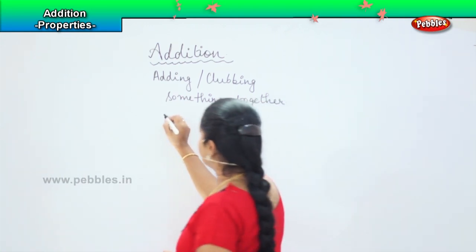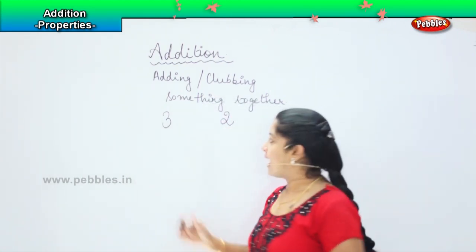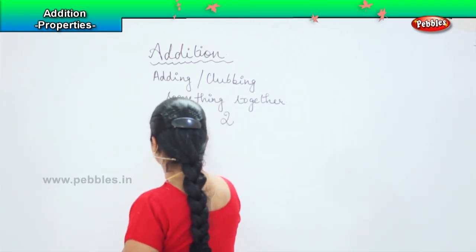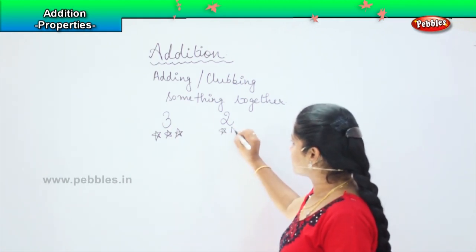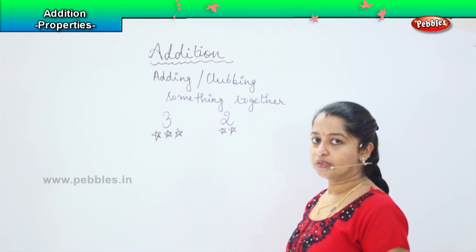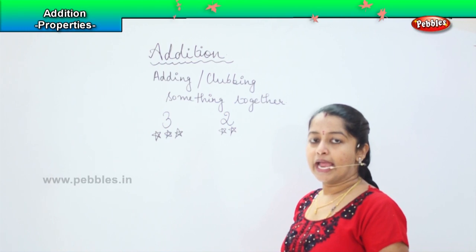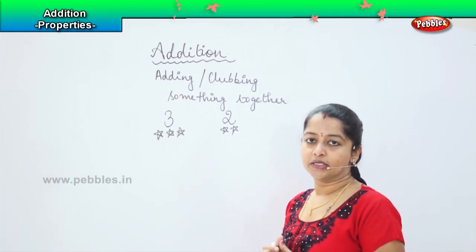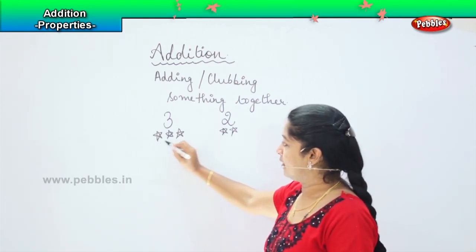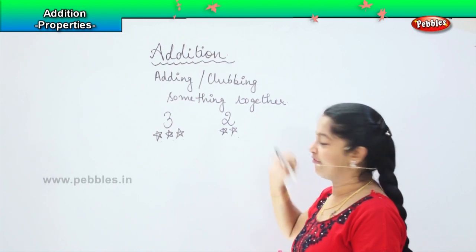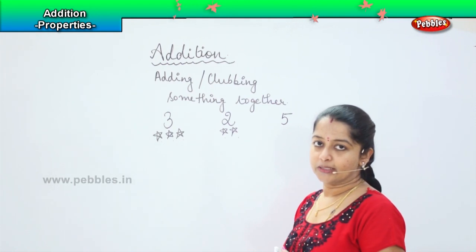Usually whenever we add something, for example, I say 3 and 2. Okay, I have got 3 stars with me and my friend gave me 2 more stars. So how many stars do I have in total? What will I do? I will club them together. I will bring them together. And the process of bringing the two numbers together to get a particular number is called addition. So now what will I do? 1, 2, 3, 4 and 5. So which means I have a total of 5 stars with me together.